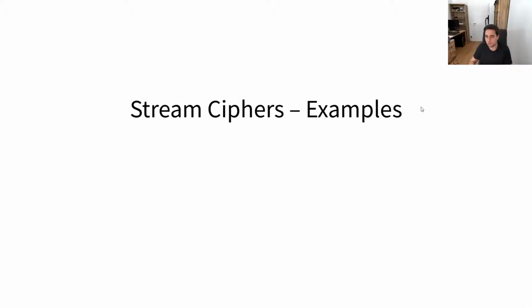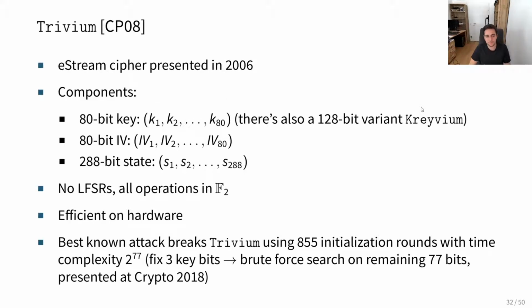Okay, and some real-world examples maybe of stream ciphers. So which stream ciphers actually are there? First, a very, very famous one, which is Trivium. It's from 2006, and it has three components. So now we actually see the components from before. We have an 80-bit key. There's also a 128-bit variant, but we'll not talk about that. And we have this 80-bit IV, so this initialization value, and also a 288-bit state.